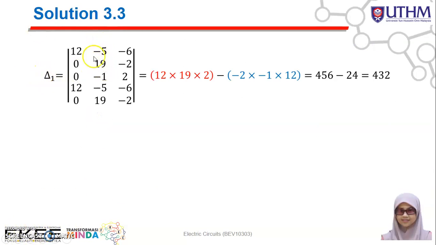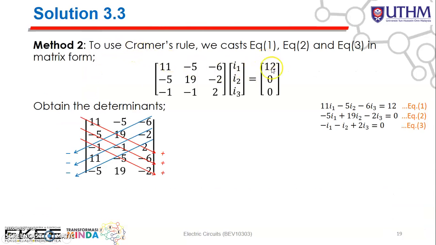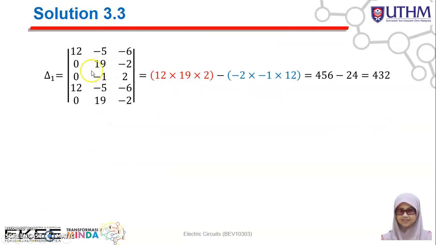Okay, so next we need to find the value of delta 1. For the second row and the third row, we just copy everything back, same with the previous slide. But for the first row, how to do the first row? Based on this, you get 12, 0 and 0. So what you need to do is here 12, 0 and 0. And then you just copy it back. 12, 0. Okay, you copy it again. 12, 0, 0, 12, 0. And then based on the matrix, you can find the determinant value.